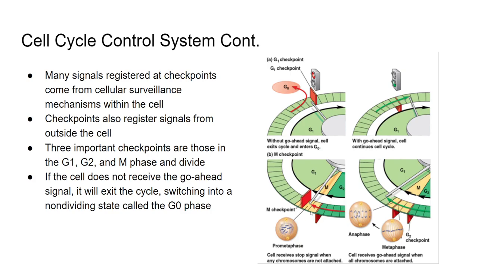And then we have the M checkpoint here. For example, in prometaphase, the cell receives a stop signal when any chromosomes are not attached. So if none of these chromosomes are attached to a microtubule, then the checkpoint will basically say, all right, you can't go into cytokinesis because that means the chromosomes are not going to separate to their opposite poles. But when all chromosomes are attached, then the cell will go into metaphase, and then it will go into anaphase to allow the chromosomes to move to opposite sides of the cell to go into cytokinesis.